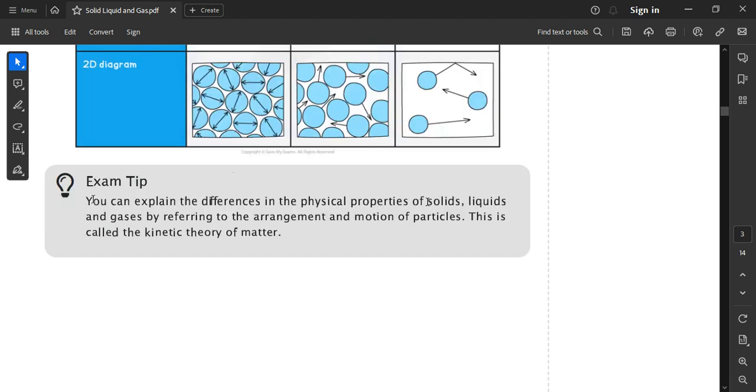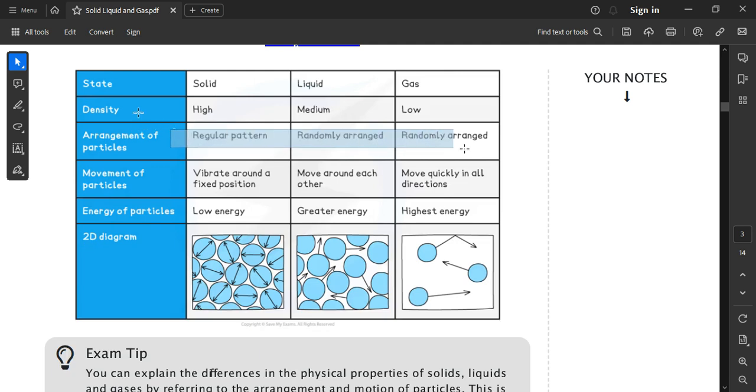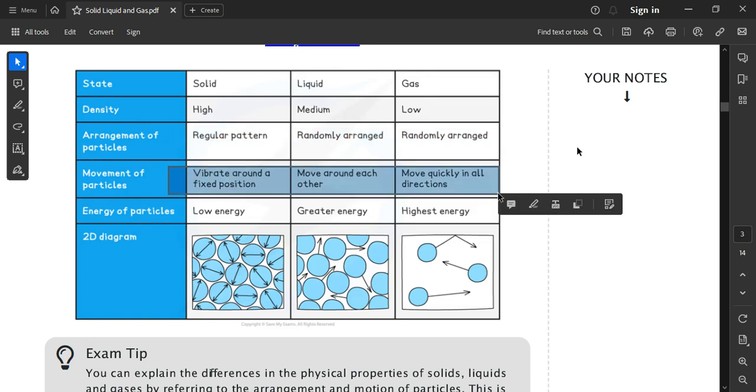Okay, example. You can explain the differences in the physical properties of solids, liquids, and gases by referring to the arrangement and motion of particles. This is called the kinetic theory of matter. So, the kinetic theory of matter is basically the arrangement and motion of particles. As we looked here, this is the arrangement, regular arrangement, and this is the movement. So, that's basically what the kinetic theory of matter is.